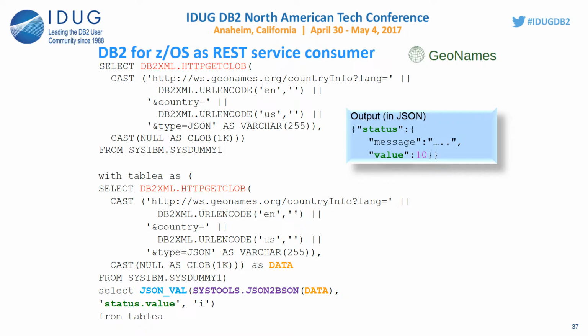So we create an inline table called table A, okay, with this kind of syntax. So this part is same as what we have here, okay? And this part, we capture the JSON output called data in an inline table called table A, okay? And then we pass these results into our JSON to BSON. This guy, we pass to JSON to BSON, and then you extract status.value. And you cast this one as an integer type from table A.